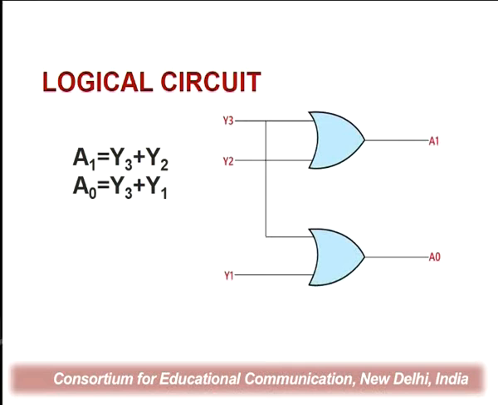So if you see the first gate, output A1 comes from Y3 and Y2, and look at the second gate, the output A0 comes from the input Y3 and Y1.